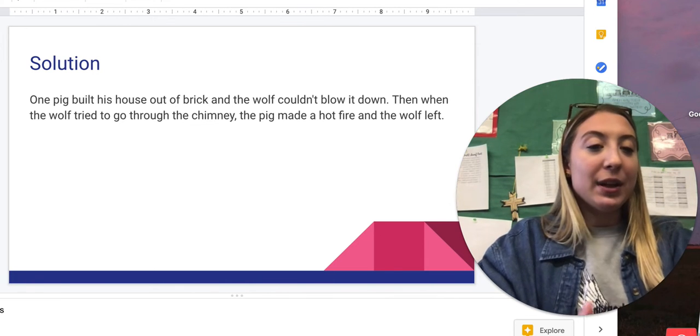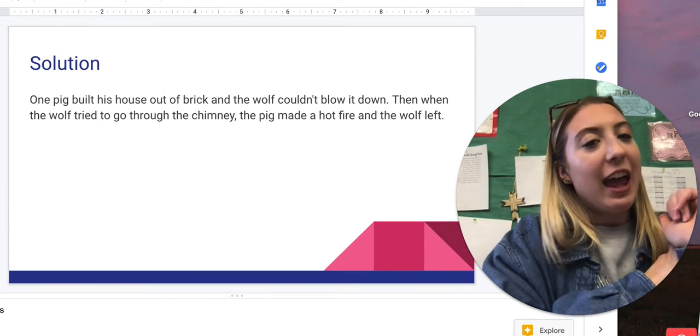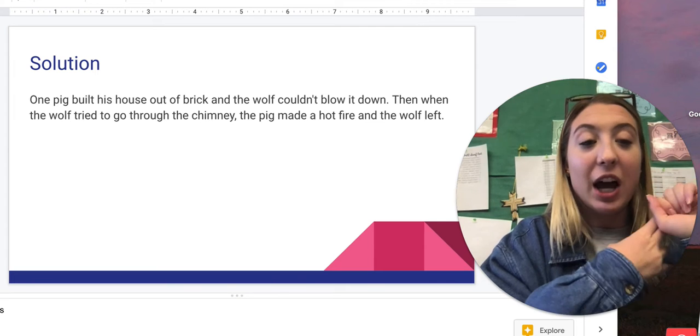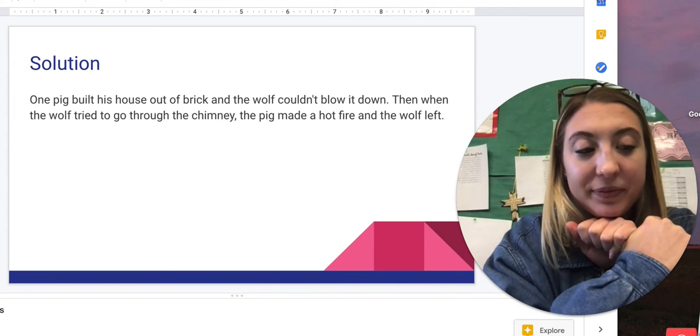So remember, in the beginning, we're going to be introduced to our characters and our setting. And in the middle, we're going to be more introduced to our problem and our plot. And then at the end, we will have our solution.